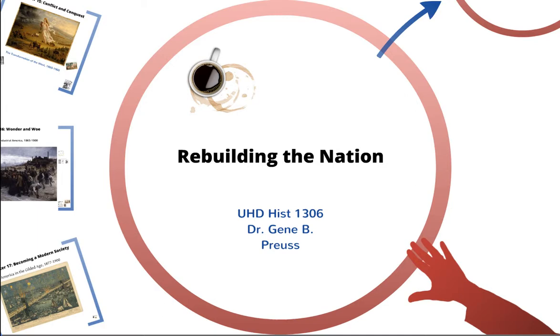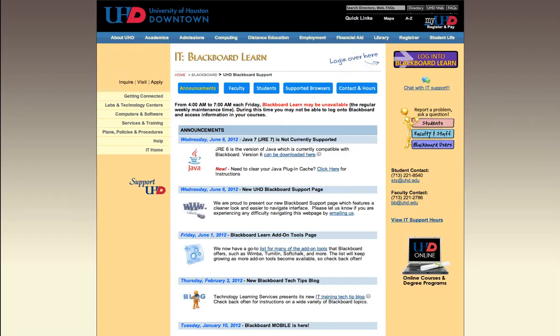Today I want to talk a little bit about your unit assignment. Your writing assignment is a 2 to 3 page essay that you're going to get information from both the textbook and from your study guide and other information. Let's look quickly at Blackboard.